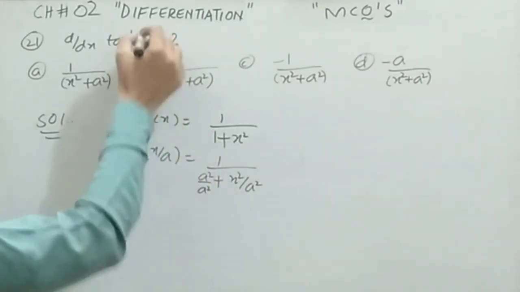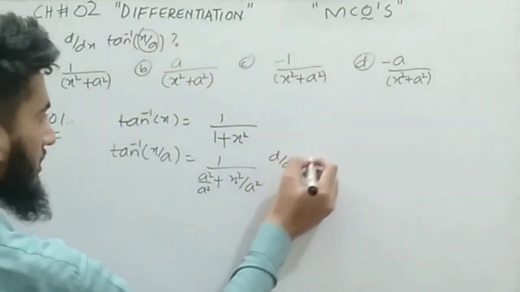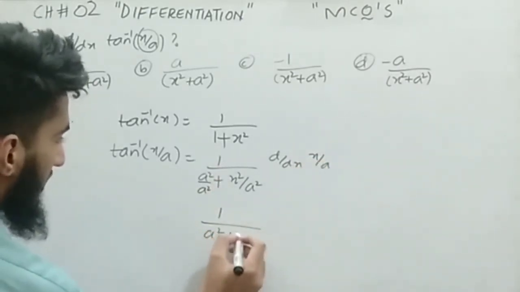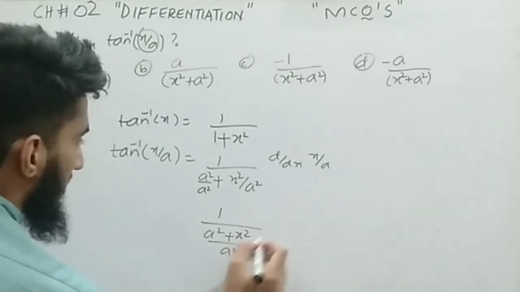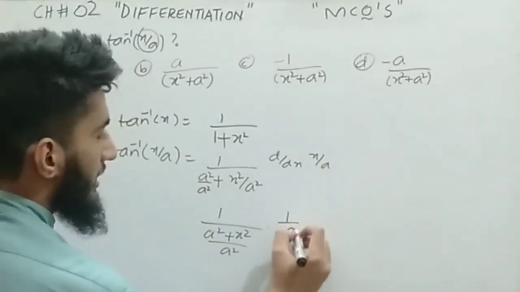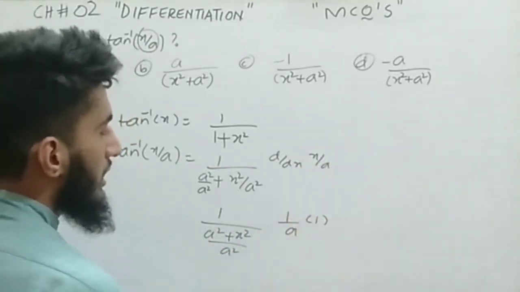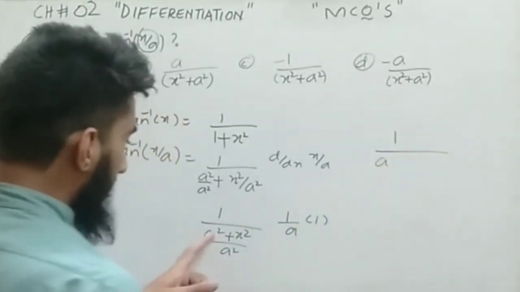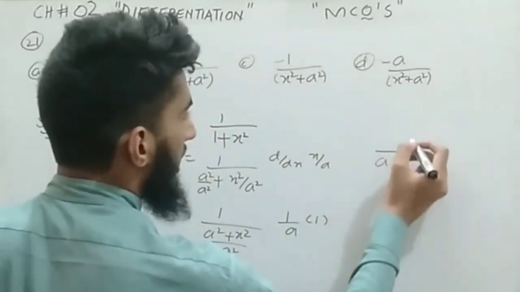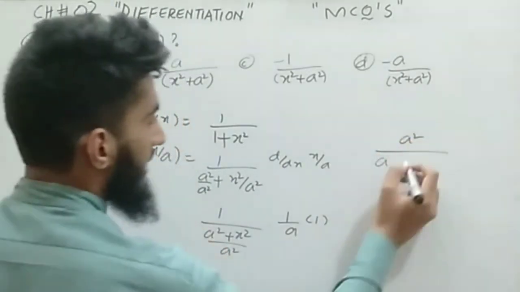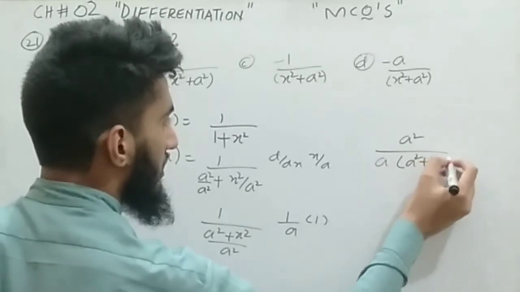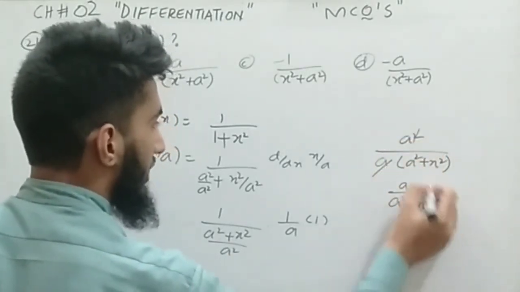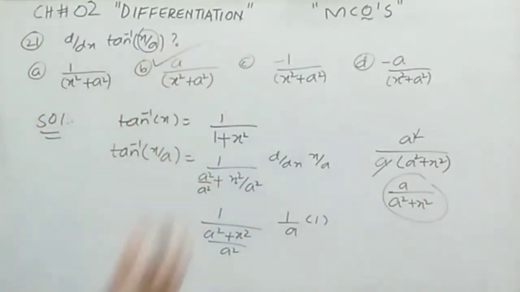Also take derivative of this inner function d by dx of x divided by a. Now in denominator it becomes a square plus x square divided by a square. Over here 1 over a is a constant and derivative of x is 1. So 1 over a, and after this a square will move to the numerator, so it becomes a square divided by a square plus x square. So the square will cancel out with a, so we are left with a divided by a square plus x square. So this is the required answer. Correct option is option B.